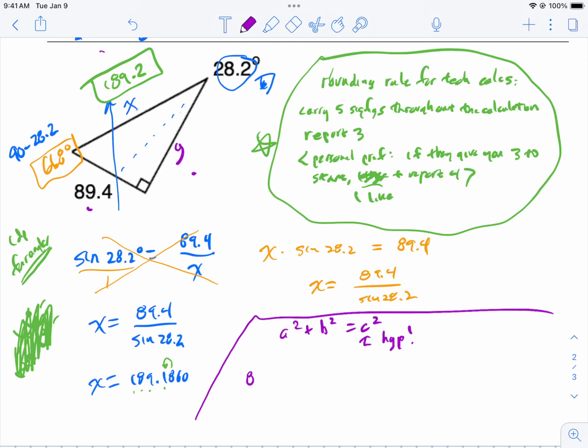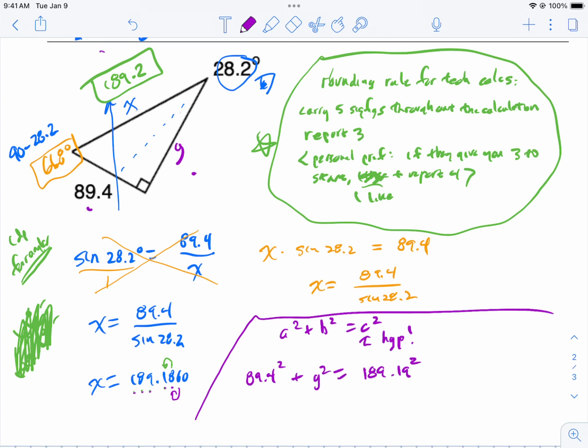So I've got an 89.4. That's as accurate as they gave it to me. That's all I can do, put in 89.4 squared plus y squared equals. Now this c is a number I calculated, and I can do better than 189.2, and I will. I'm going to go to 5 sig figs because I'm using it in a calculation. I'm in the middle of crunching numbers. So I'm going out to the 8, and because the 6 is telling me to round up, I'm going to use 189.19 squared. This is good calculation hygiene.